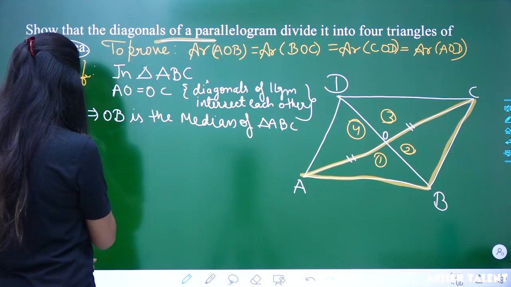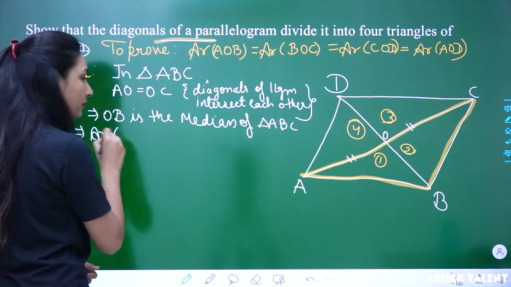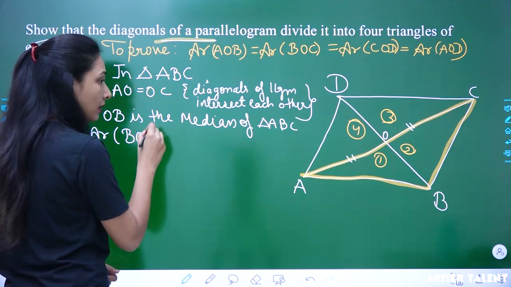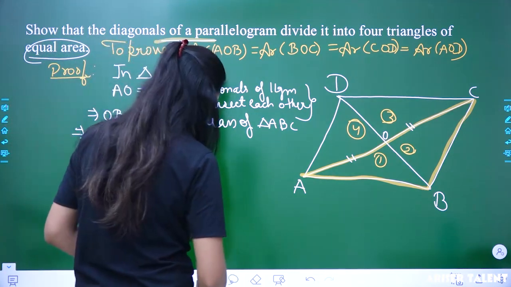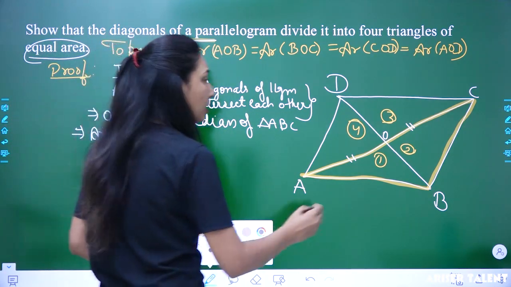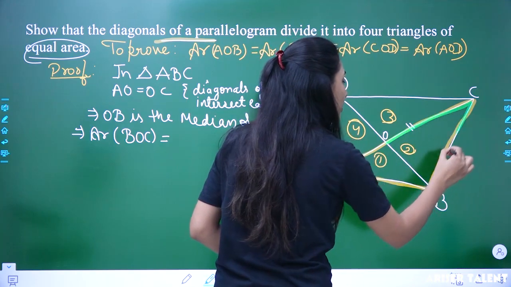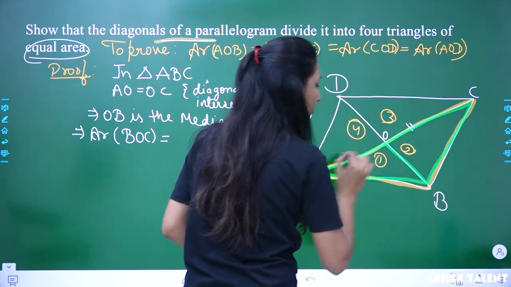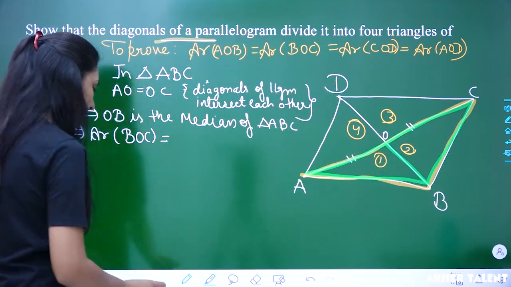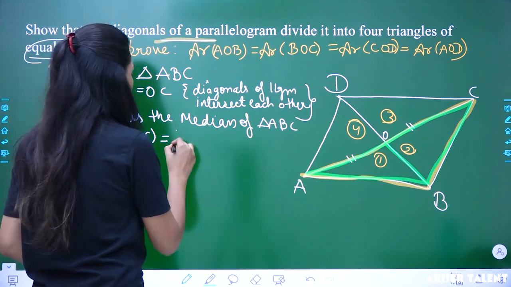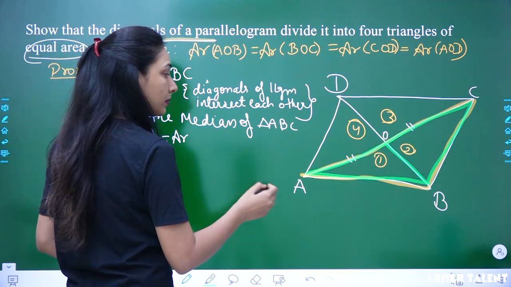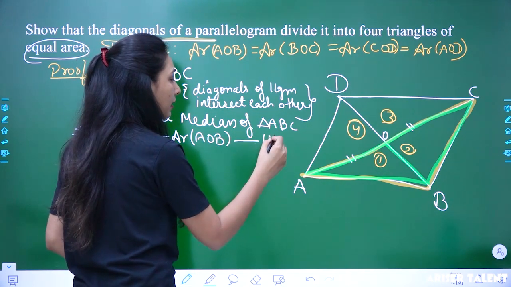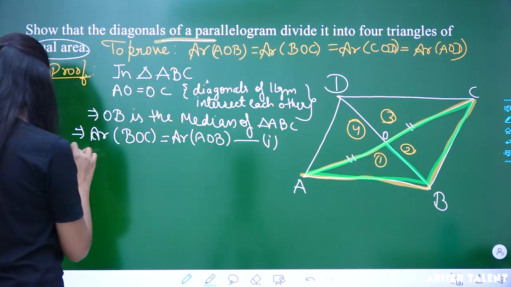This implies area BOC is equal to, what I am telling you, these two areas will be equal to each other, right? Okay. Area AOB, this is the first we are getting.